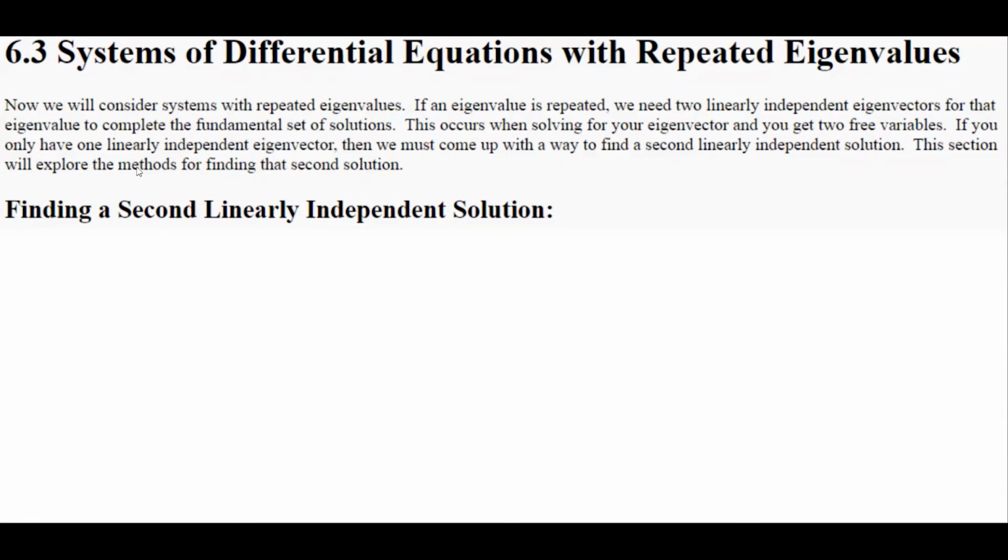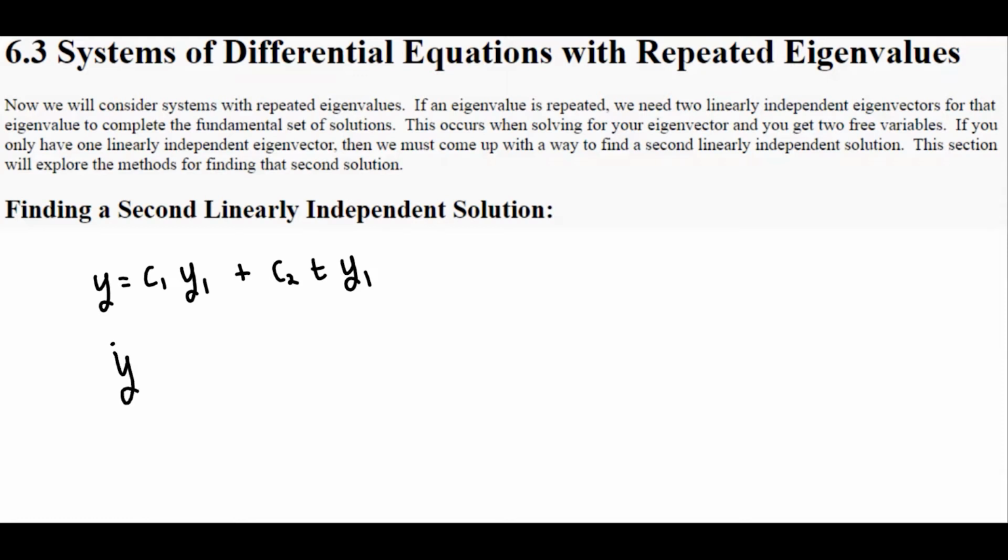So recall when we were doing second order equations and we had repeated roots, we'll call y1 the first solution. To get the second solution, we multiplied that solution by t to create this second linearly independent solution. And in systems of differential equations, we're going to do something similar.